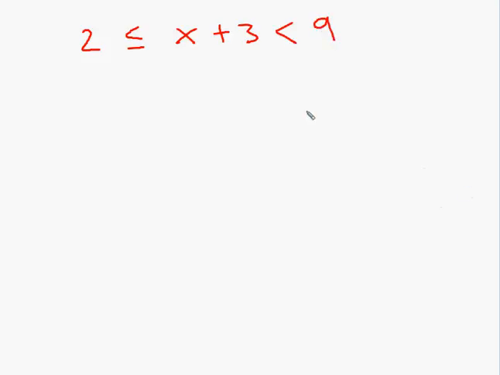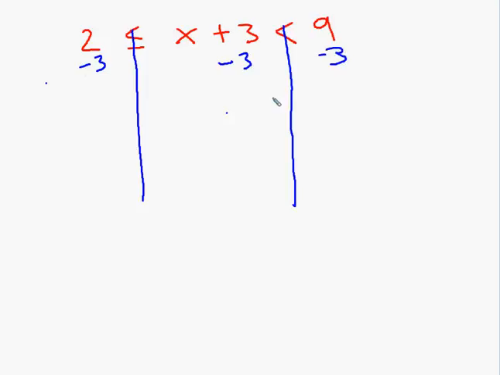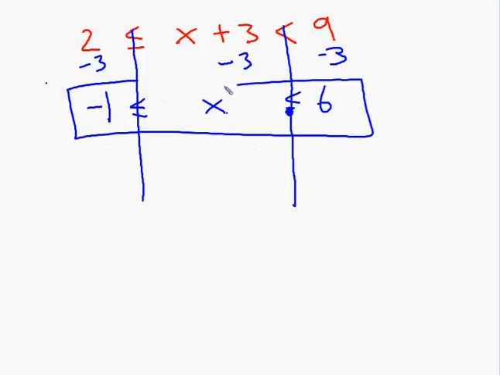Okay? Notice I have a sandwich, so that's a conjunction. So now I can build my wall, but now I have 3 spaces. How do I solve for x? I subtract 3. And I get negative 1 is less than or equal to x is less than, not equal to, but less than 6. You see how I did that? I just solved in 3 spots.